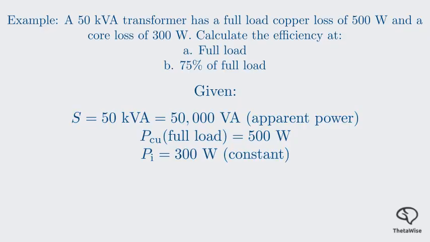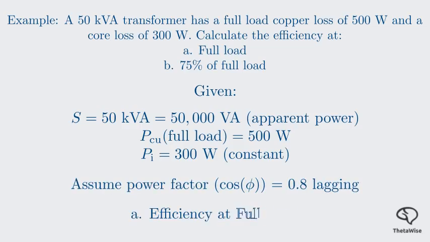Before we start, we need to know the power factor of the load, because P out is kVA times cos phi. The problem doesn't give us one, so we'll assume the standard value for transformer efficiency calculations. We will assume a power factor of 0.8 lagging.